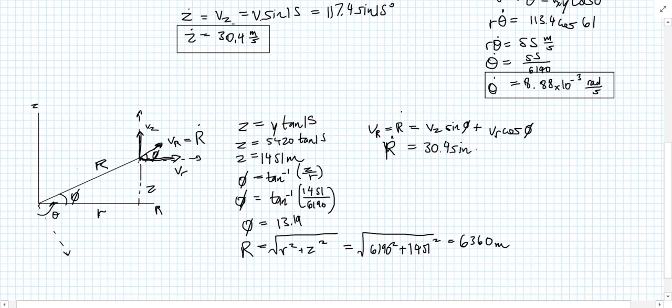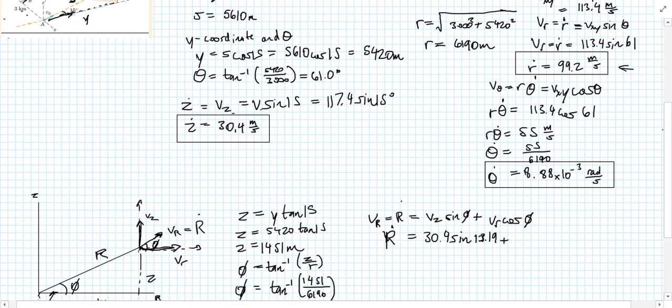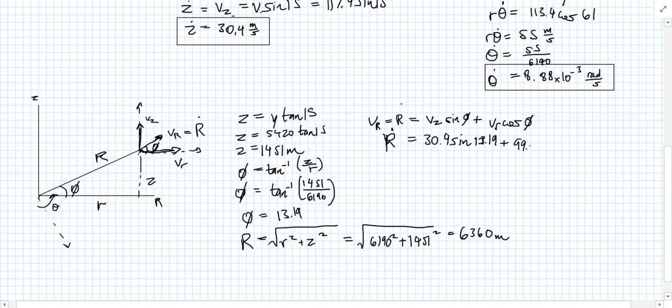Times sine of 13.19 plus VR, which we found above, right here, 99.2 meters per second, times cosine of 13.19, and that will give us an R dot of 103.6 meters per second. My equal signs are looking so bad today. So that is one of the answers we have to find.